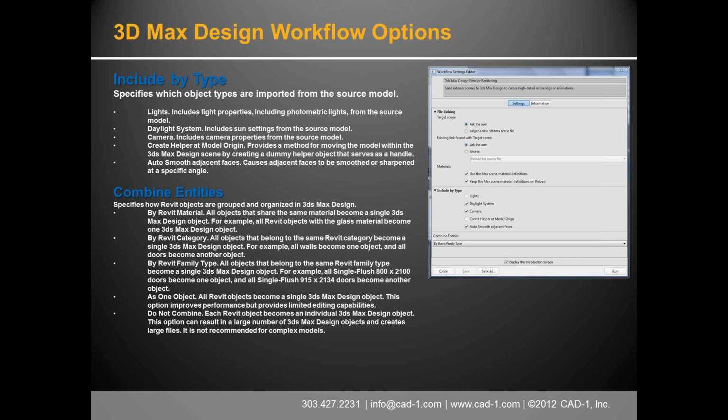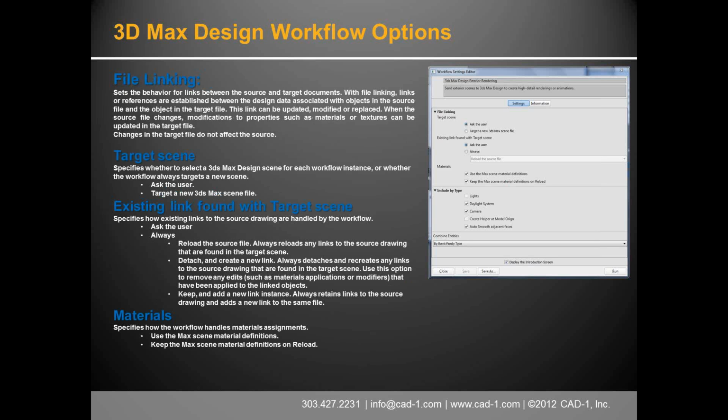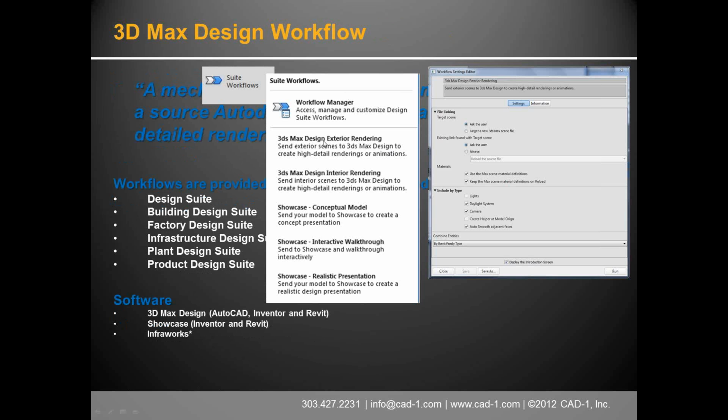Kind of continuing on, we have the include by type, which specifies which object types are imported from the source model. So in here we can choose, are we bringing in the lights? Getting back to the earlier part, when we were looking at interior rendering versus exterior rendering, the interior rendering, as part of the setup, actually has lights on, where the exterior one doesn't. So if you want to bring in lights that you set up in Revit, and by lights we don't mean the physical light, but the light source, when I go into the visibility graphic overrides and turn on light source, am I bringing that over?